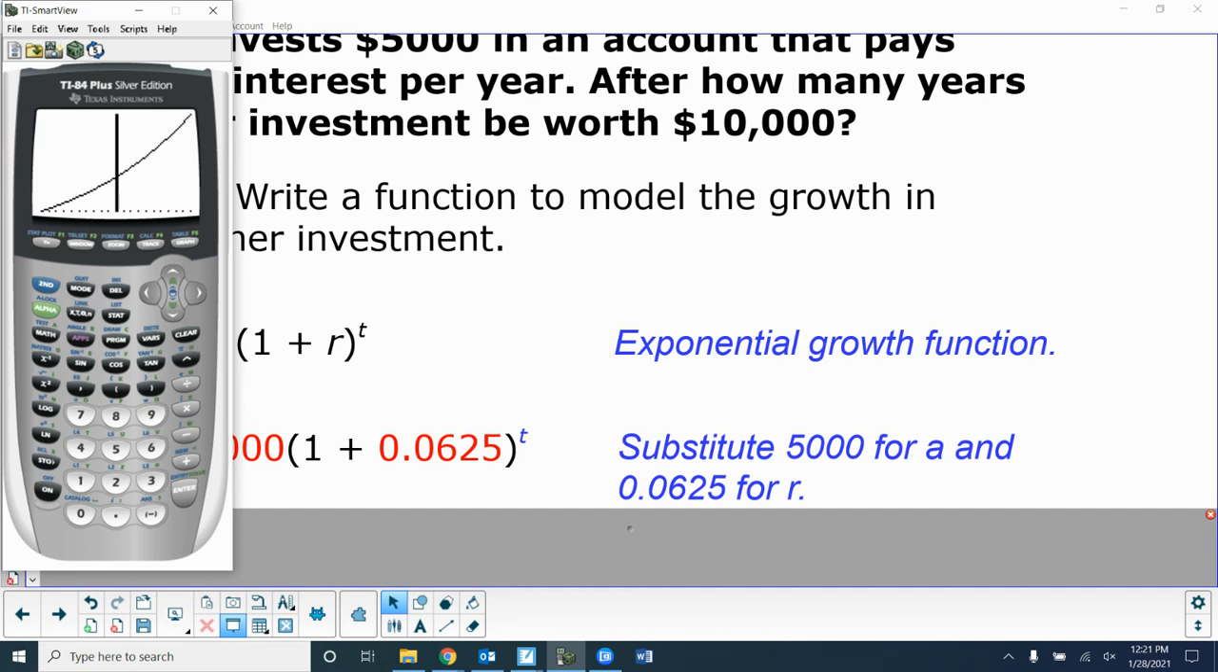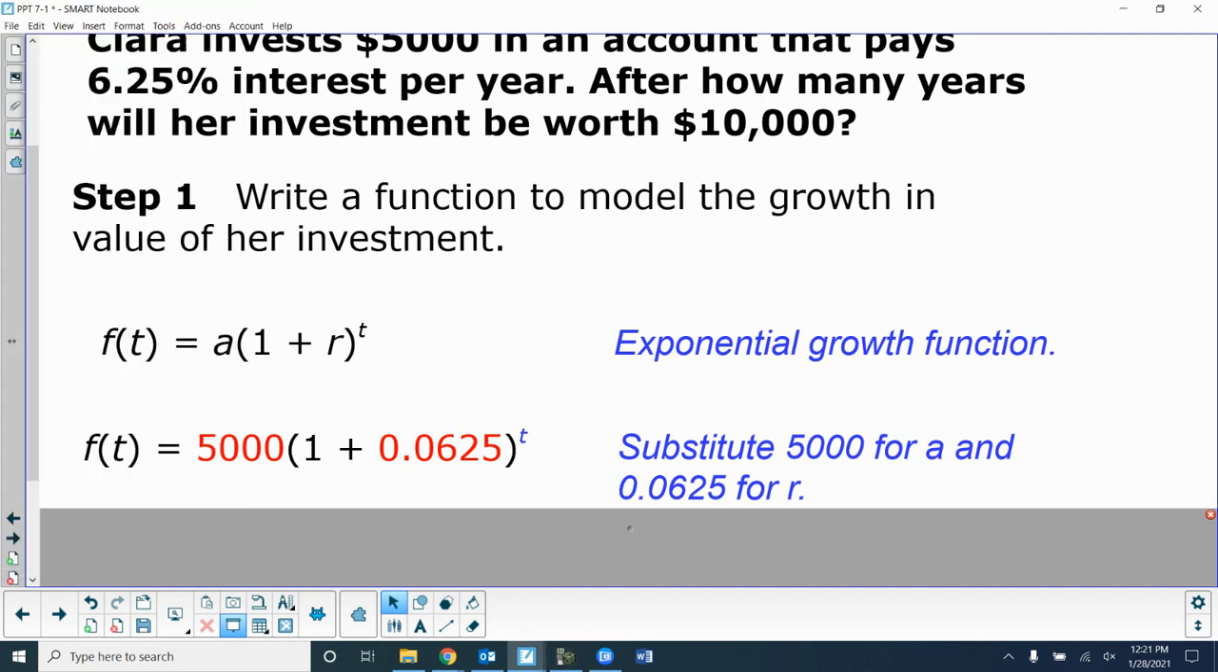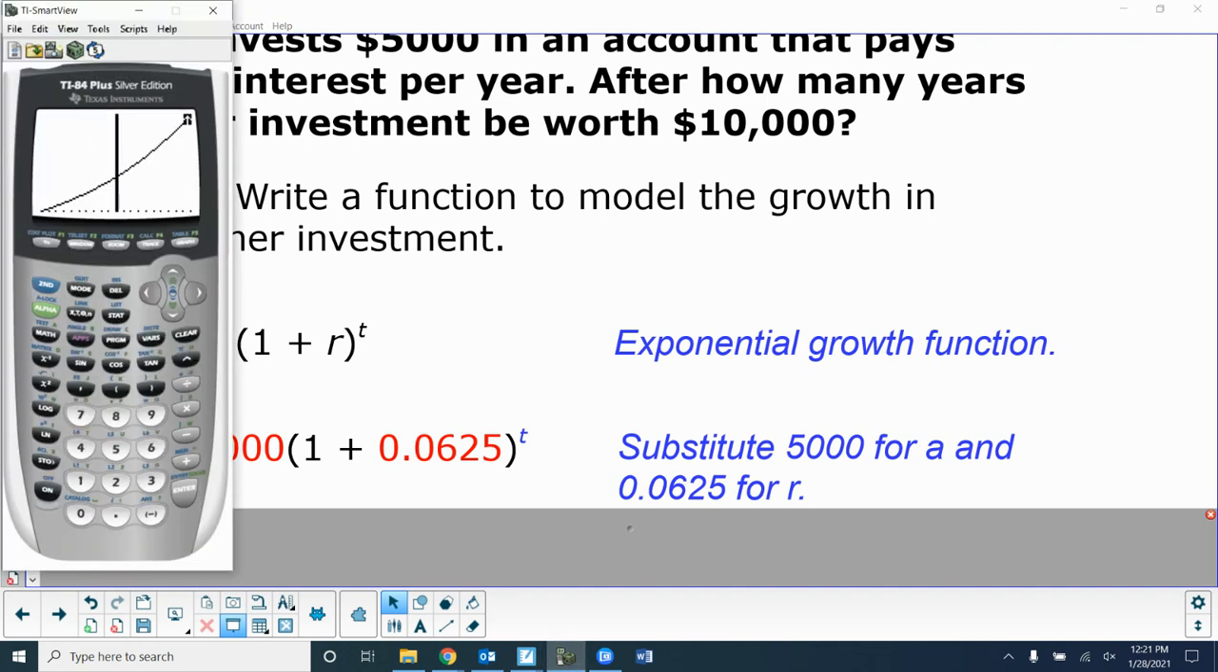Here's something else you could do. You could go to your table. Anybody having issues finding it on the table? If you go down looking for the 10,000, 11 years is $9,700 and 12 years is $10,349. So we understand it's between 11 and 12 years.